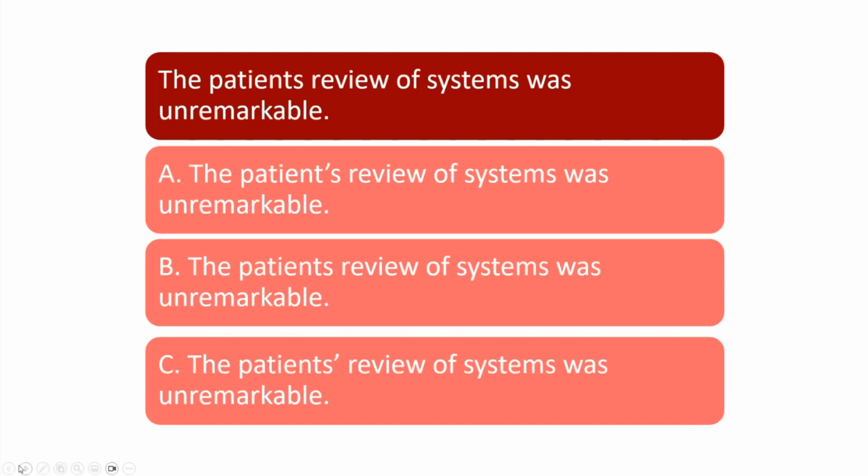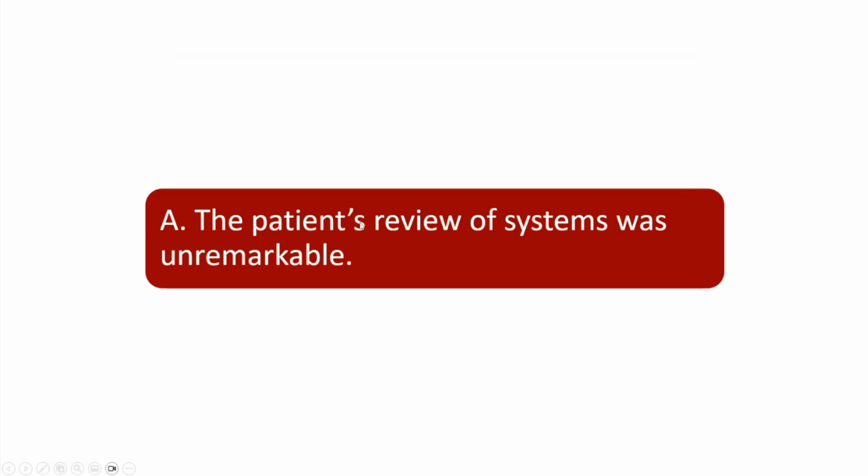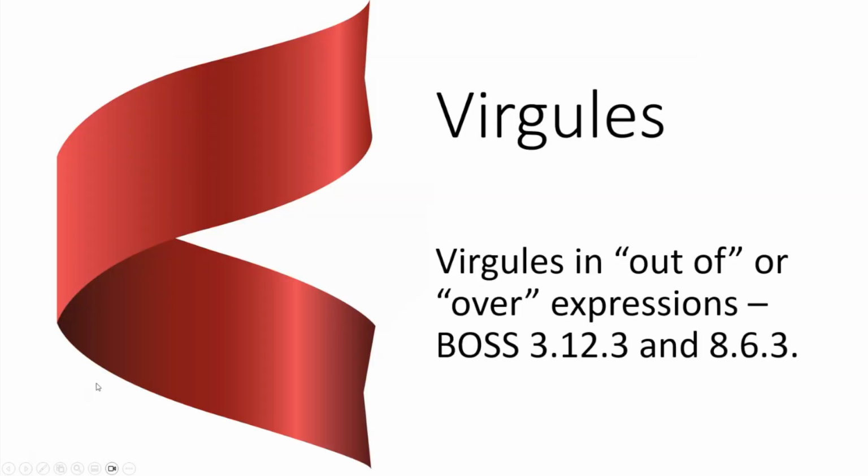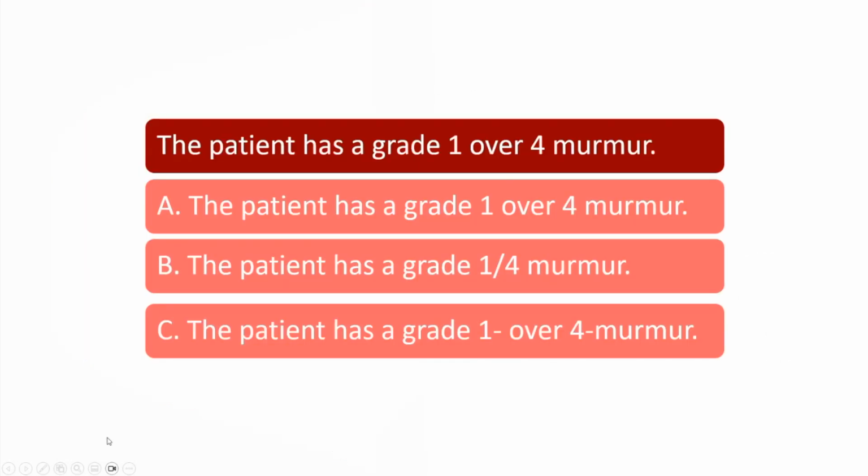You bet. It is A, apostrophe S. So, virgules, there's a lot of information and examples in the Book of Style and Standards about this. So we're going to talk about using virgules in out of or over expressions, and that's Book of Style and Standards 3.12.3 and 8.6.3. The patient has a grade 1/4 murmur. So how do you think that should be formatted?